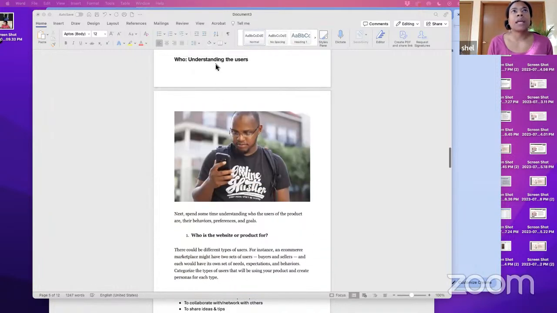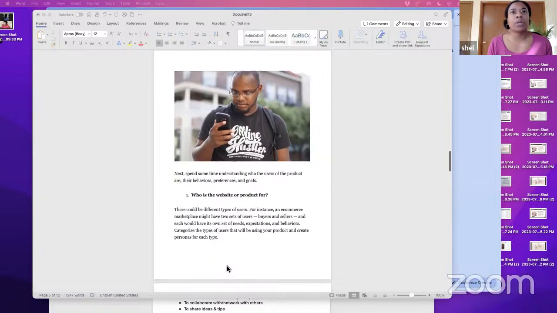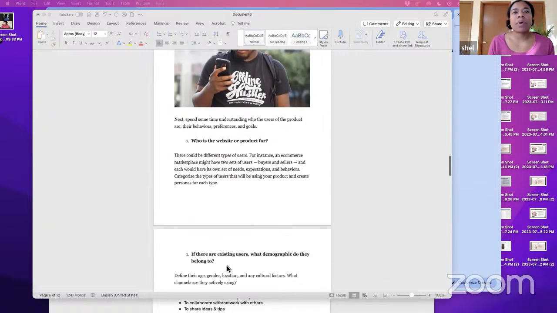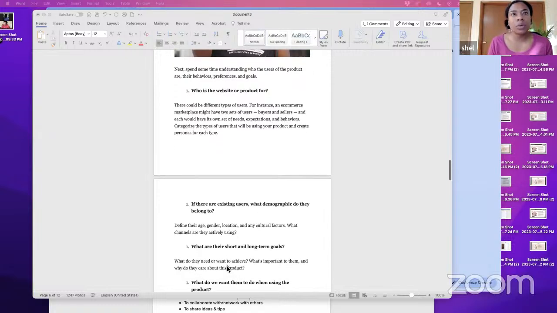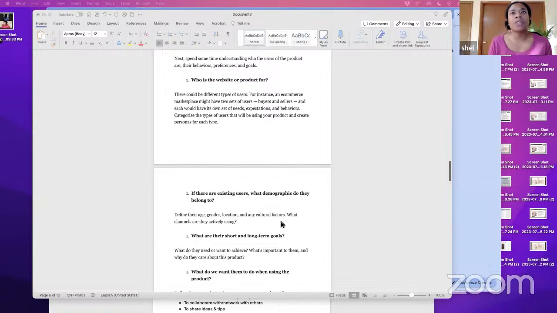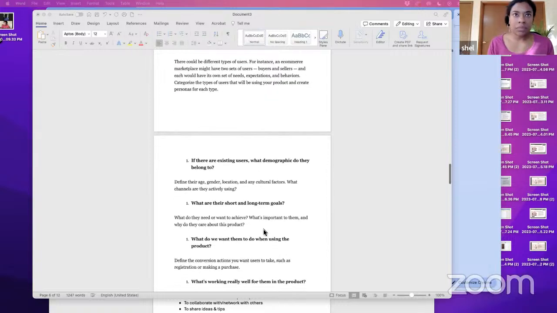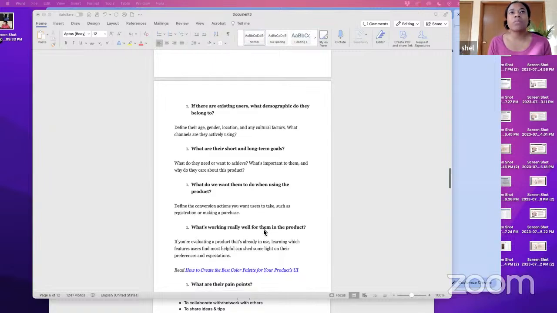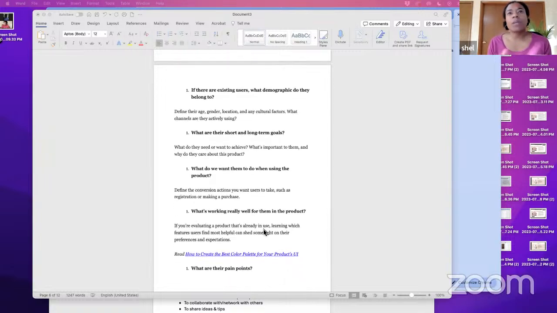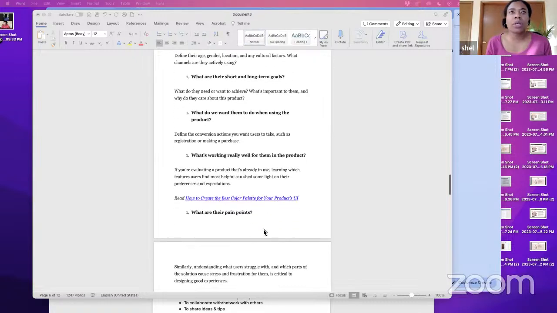So these questions are all about understanding the users. Who is the website or product for? We already went over that. If there are existing users, what demographic do they belong to? Remember, we said age, gender, location, any cultural factors, any channels they're using. What are their long and short-term goals? What do we want them to do when they're using the product? We talked about that. What's really working well for them in the product? We wouldn't have that answer for this situation.